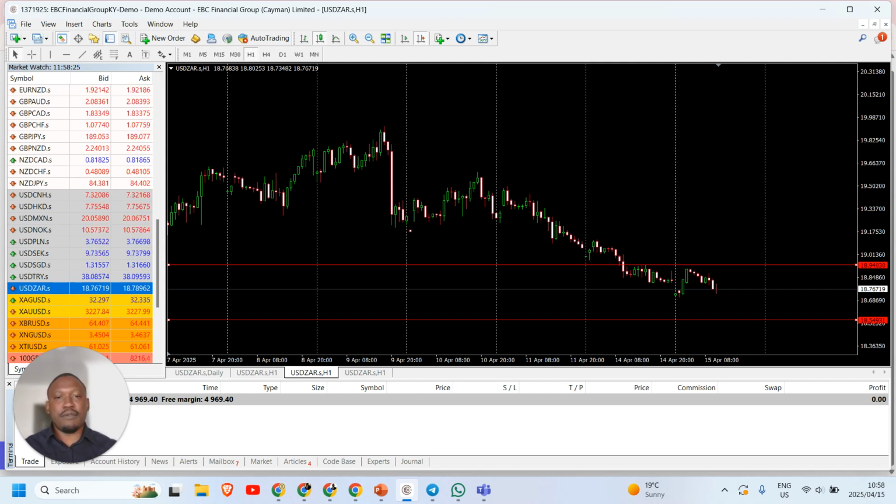Today we're taking a practical buy position on US dollar ZAR. We're going in with a 0.1 lot size and our entry point is set at 18.74. We're placing our take profit at 18.94 and setting a stop loss at 18.54. This setup is based on the current price action and my fundamental read on the market, and I'll be breaking that down for you in a second.